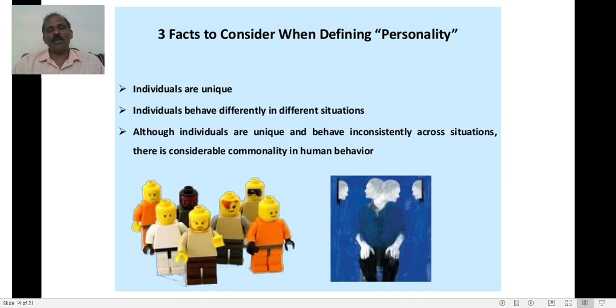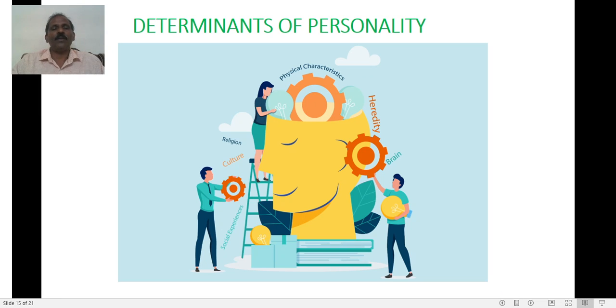There is a considerable commonality in human behavior. That commonality, whatever is possessed by the person, makes his personality unique and different. Then, determinants of personality. I hope till this we discussed in the previous live class. So there are a lot of factors which decide. Determinants are what determine personality.